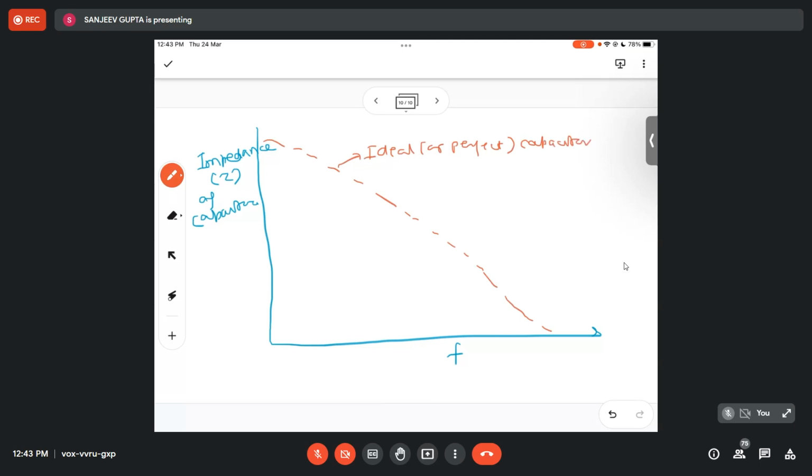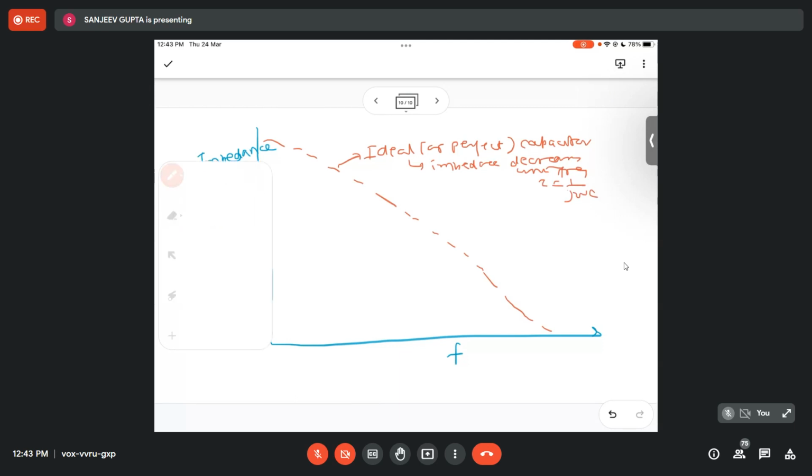But nothing is ideal in this world. So ideally, the capacitor should behave like this. That means your impedance decreases with the frequency. Again, the same thing, Z equal to 1 by j omega C.